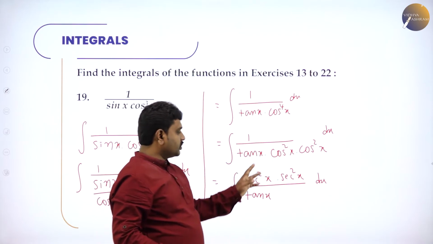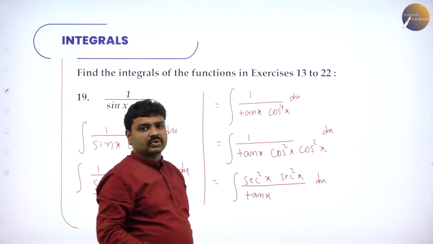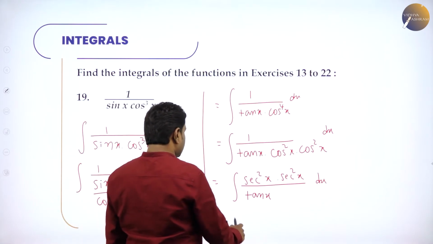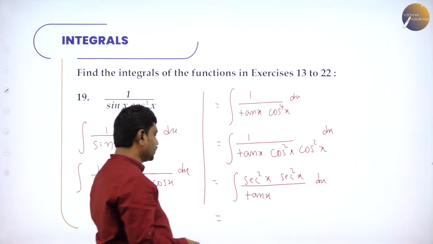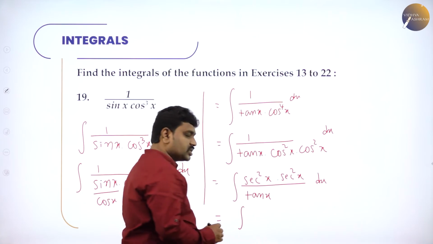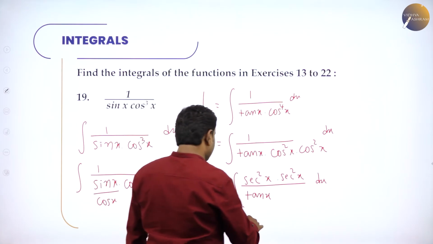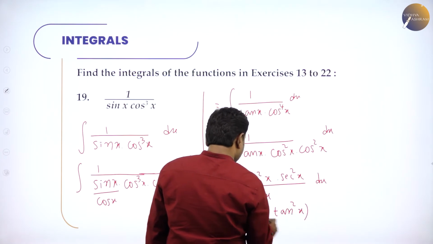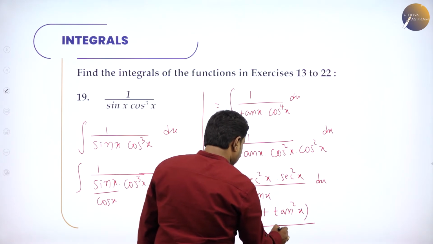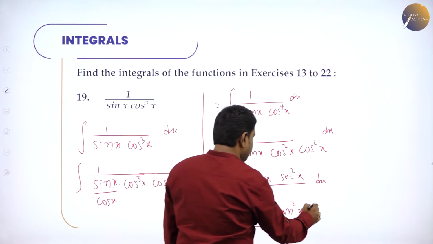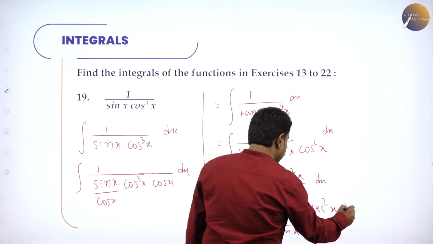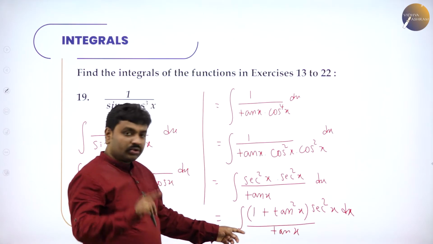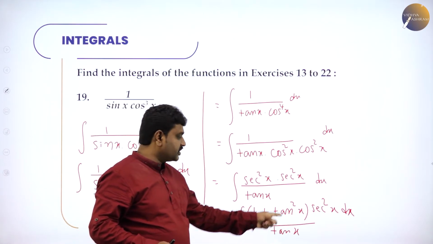So 1 by cos square is secant square, again 1 by cos square is secant square. One of the secant squares I will write as 1 plus tan square theta, since 1 plus tan square theta is secant square theta. So I'll write it as 1 plus tan square x divided by tan x, and the second term I'll retain, which is secant square x. Now the purpose is solved. Simple, put the denominator as t, put t as tan x, differentiate, you'll get it.